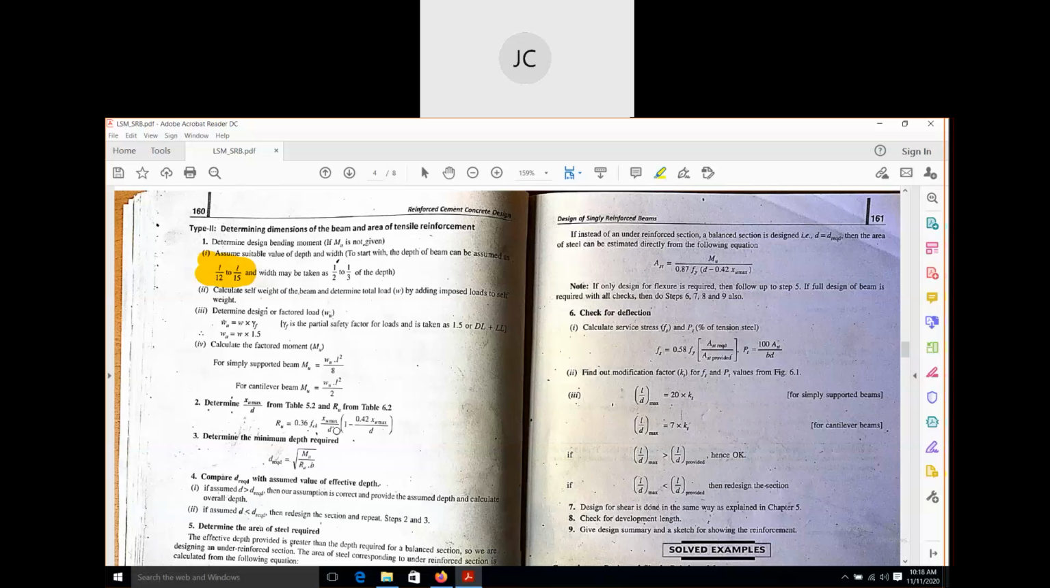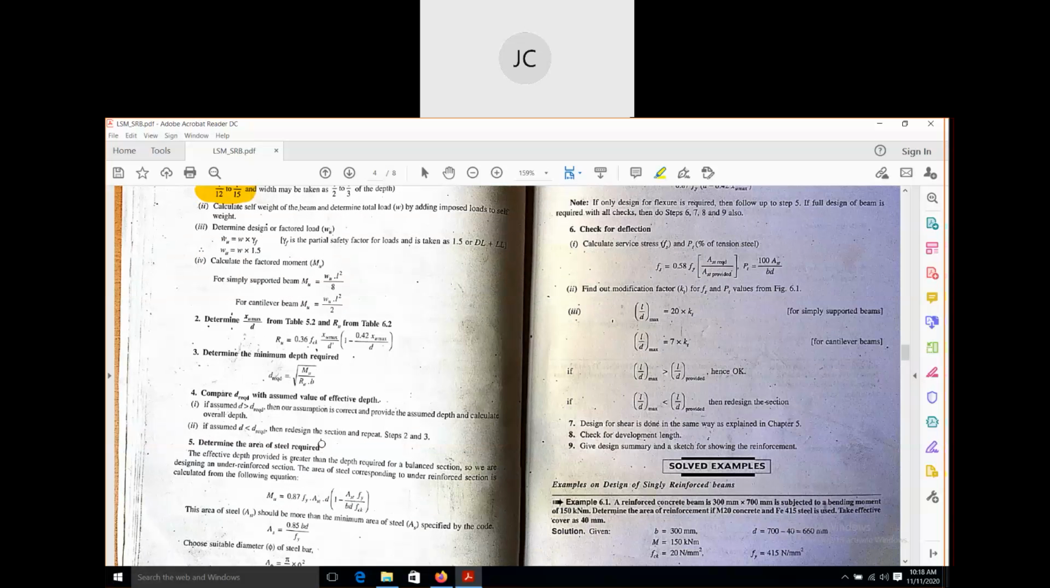Okay, this step has been skipped in that problem. That means after assuming the depth, they didn't check whether our assumed depth is correct or wrong. Okay, I think that person has already checked this depth before, but in that video he has skipped that step. Okay, but in our calculation we have to show whether our assumed depth and width are correct or wrong.